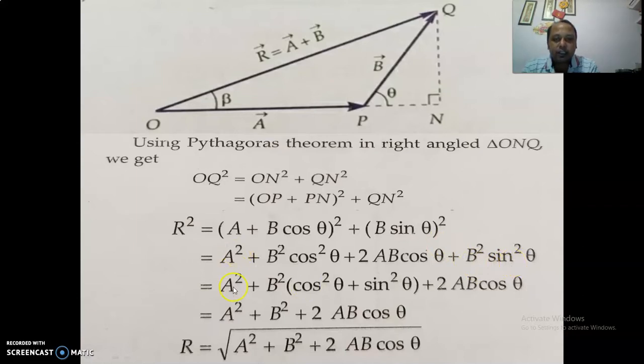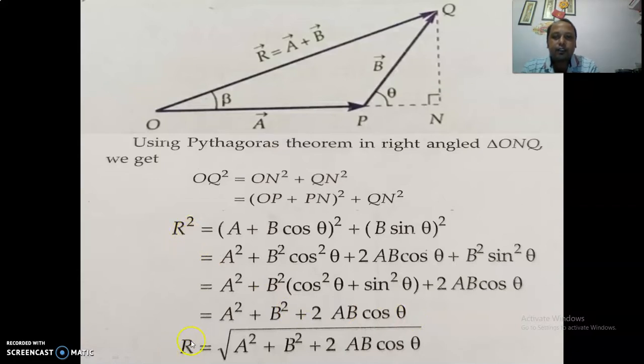Now you can see here we have written A square, then B square cos square theta, and we have another term with B square sin square theta. So if we take B square as common, it is cos square theta plus sin square theta, and this 2AB cos theta is left out, so we put it here. We know the identity cos square theta plus sin square theta is 1, so it becomes A square plus B square plus 2AB cos theta. This is the value of R square, the square of the magnitude of the resultant.